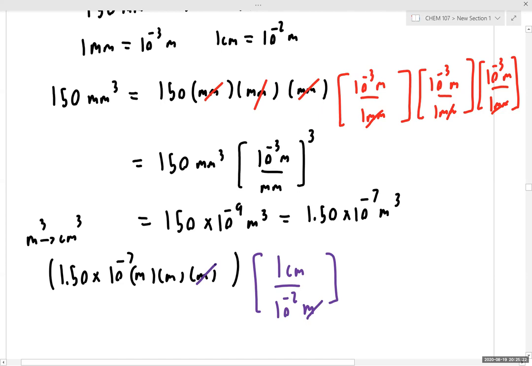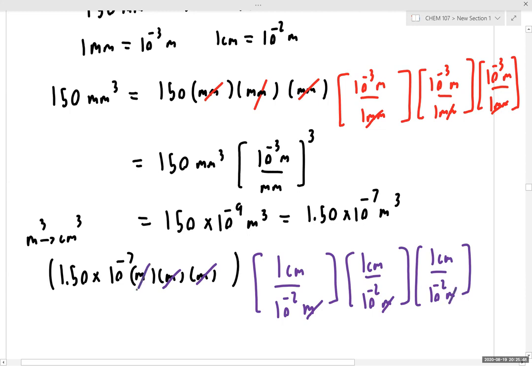We've canceled one of our meters. Are we done? Have we converted everything successfully? No, obviously not, right? We still have two more meters floating around. So we have 1 centimeter over 10 to the negative second meter. So we canceled our second meters, and then 1 centimeter over 10 to the negative second meter.